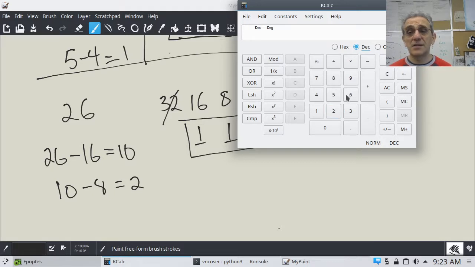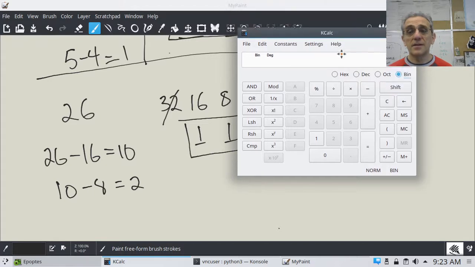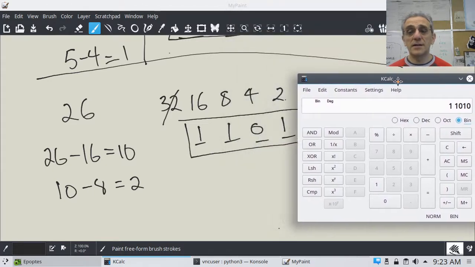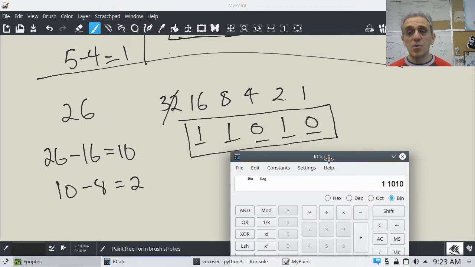And just to check, if I went 26 in binary, and there it is, 11010. Okay?